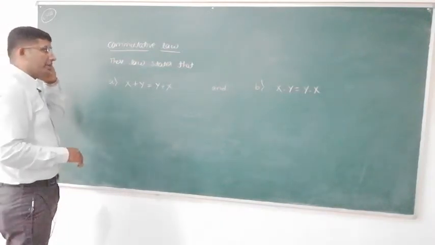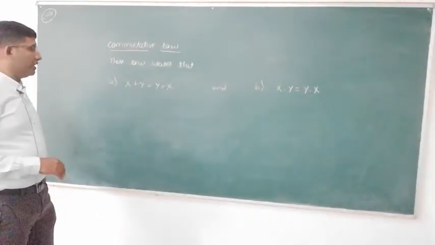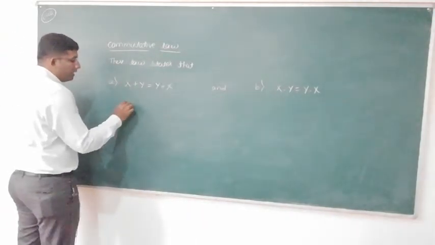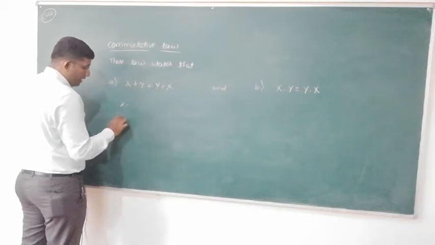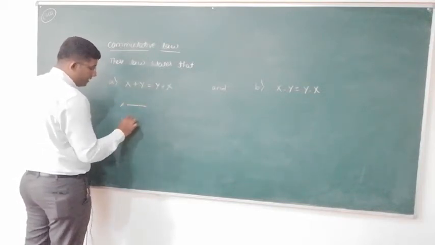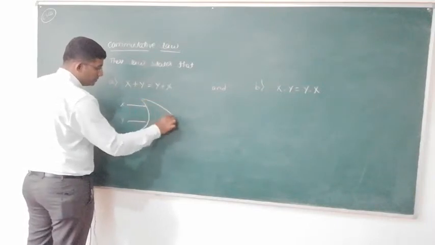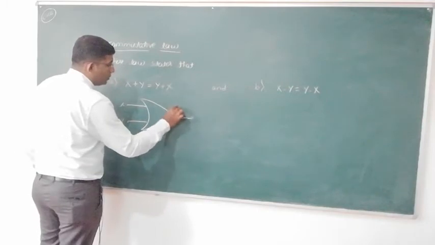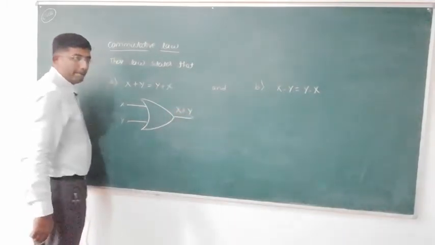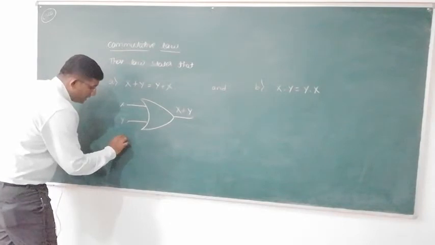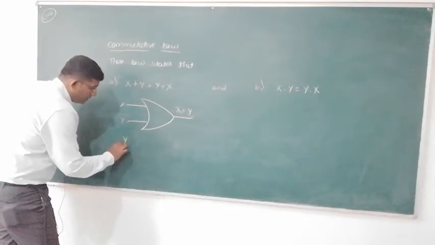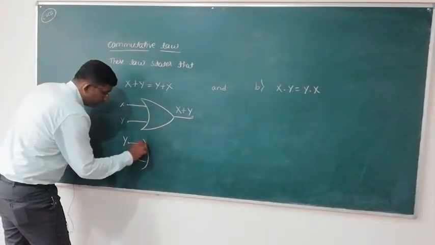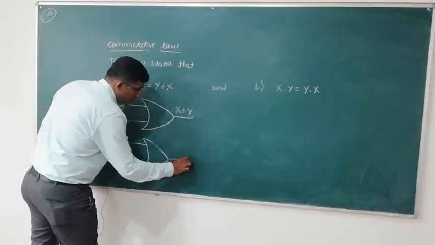That is what the commutative law states, and we can prove it by making use of logic gates. For this, we are using an OR gate. We take x as the first input and y as the second input, and we give them to the OR gate, and the output of this gate will be x plus y. In the same manner, if I interchange the variables, the first input is y and the second input is x, then you are going to get the output as y plus x.